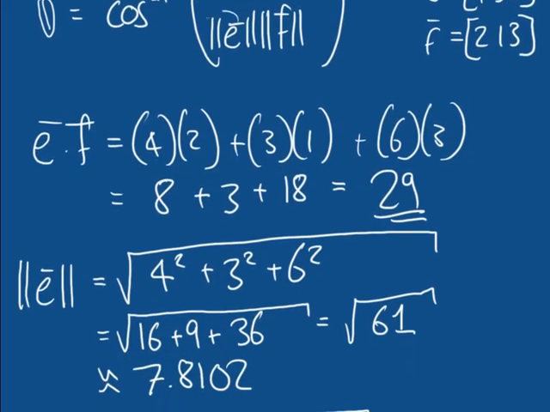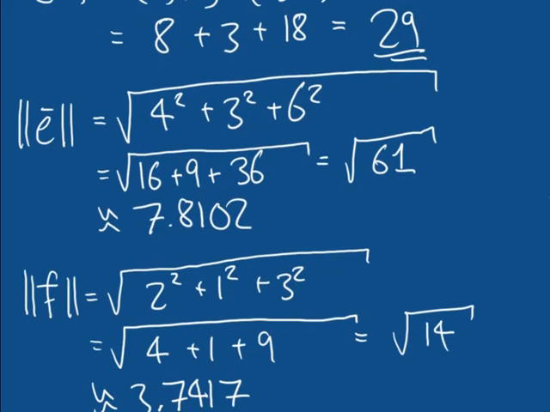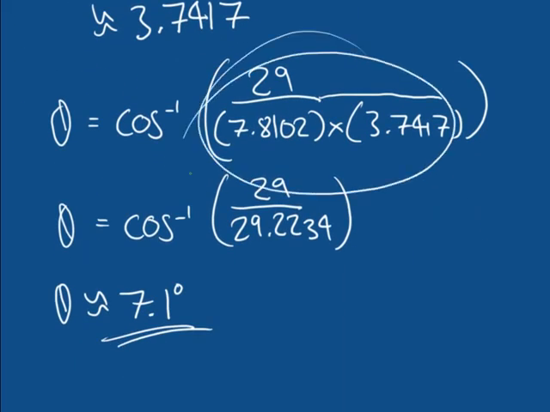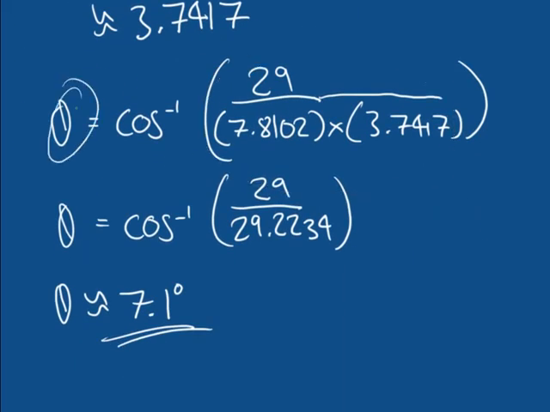And then make sure you calculated the length of E and F correctly by taking the square root of x squared plus y squared plus z squared. If you did that and then put them back into our equation for theta, you should have got an angle that's approximately equal to 7.1 degrees.